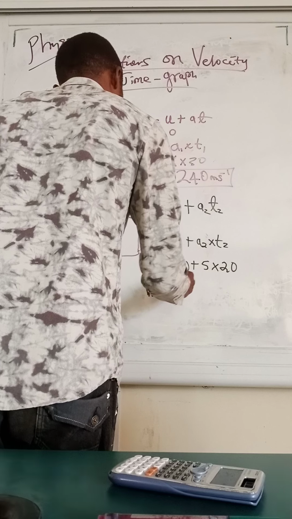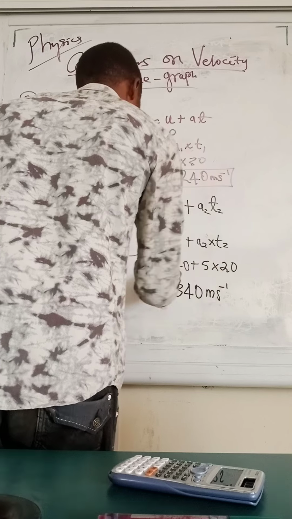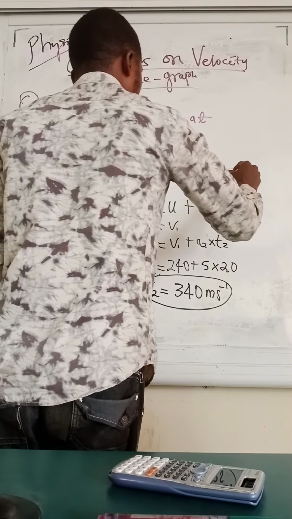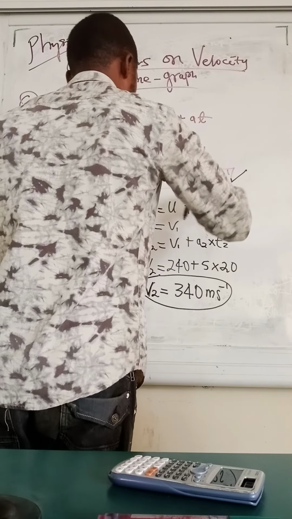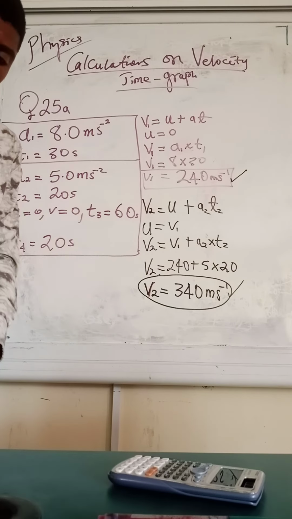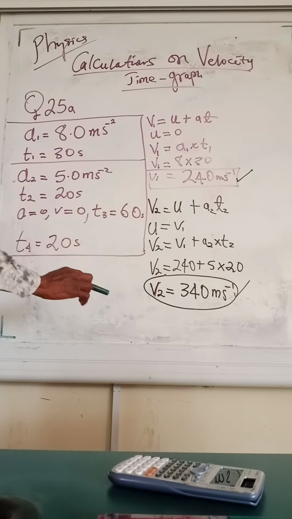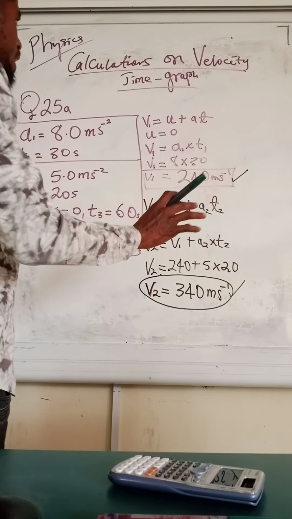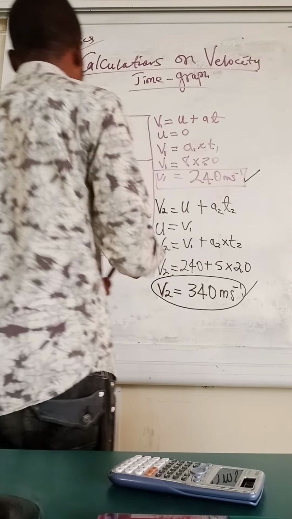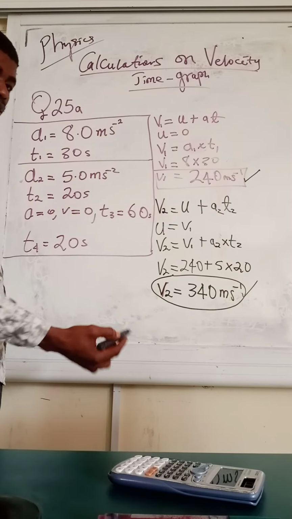Our V2 is 340 meters per second. So these are the values that we are going to use on our velocity time graph: V1, V2. That is it. I hope we are cool with this. To make it more clear, we will rewrite these variables here. Just screenshot quickly. I hope you have done that.